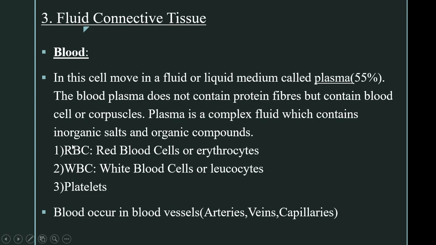The cells which are floating in this fluid matrix are three: RBC, that is the red blood cells or erythrocytes; WBC, white blood cells or leukocytes; and platelets. Blood occurs in blood vessels, that is the arteries, veins and capillaries, which carry the blood. So blood has a fluid matrix called plasma, in which the three types of cells are embedded. The three types of cells are RBC, WBC and platelets.